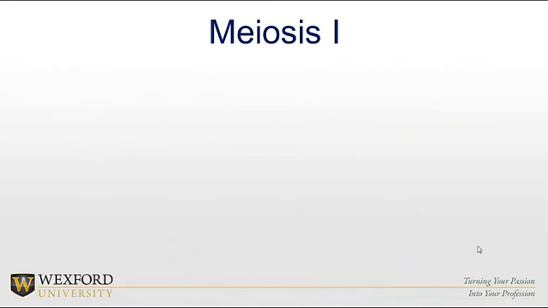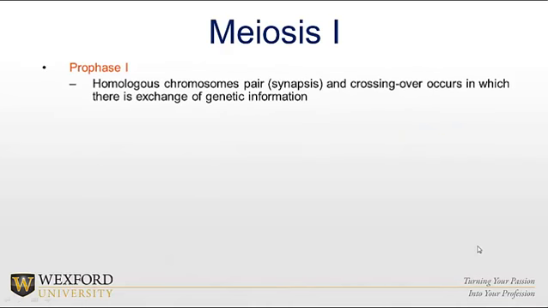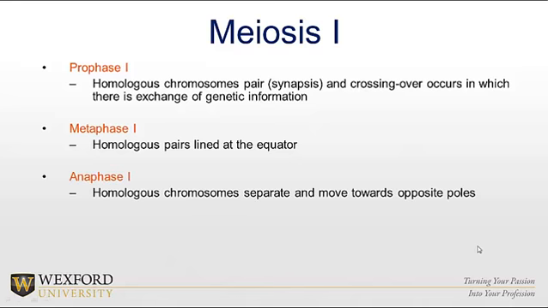So here is meiosis 1, and once again, in prophase 1, homologous chromosome pairs basically synapse, and crossing over occurs, in which there's an exchange of genetic information. I'll get into that more in a minute. But then in metaphase 1, the homologous pairs line up at the equator. In anaphase, the chromosomes separate and move to opposite poles.